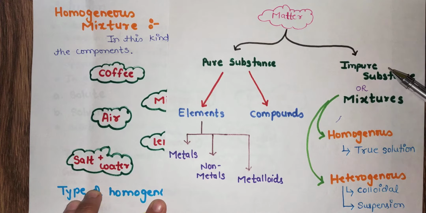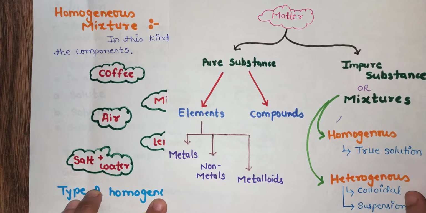Impure substances we have discussed are called mixtures, and a mixture is of two types, homogeneous as well as heterogeneous mixture. In this video I will explain about homogeneous mixture and solution. Let's learn about homogeneous mixture and solution.